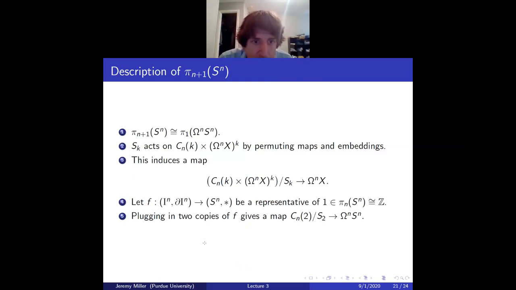If anyone's interested, I'm going to quickly say what pi n+1 of Sn is, and why you shouldn't be that surprised that it goes from being 0 to Z to Z mod 2. It's not a proof, but I'm at least going to tell you what the generator is. Okay, so the first observation is that pi n+1 of Sn is just pi 1 of the n-fold loop space.